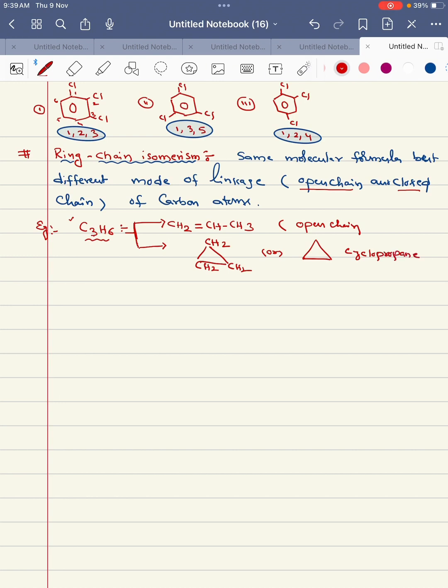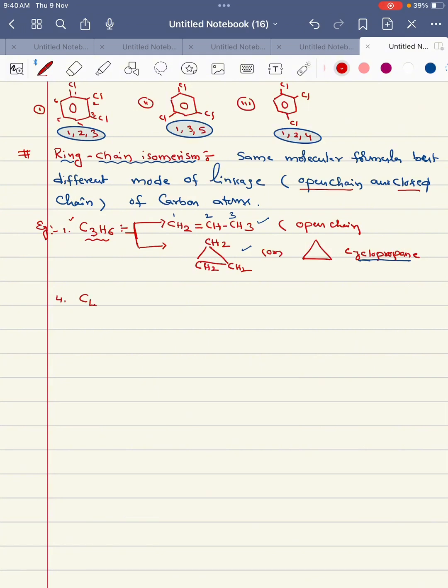Do you understand, students? One compound is an open chain compound. One more is a closed or ring chain. This kind of isomers, see how they are going to ask you the question. Propene is a ring chain isomer with cyclopropane. Again, I will repeat: propene is a ring chain isomer with cycloalkane.